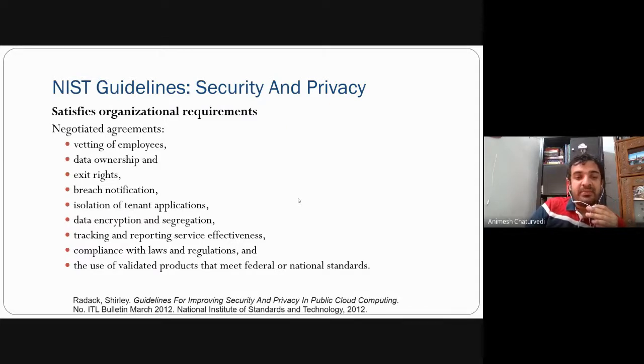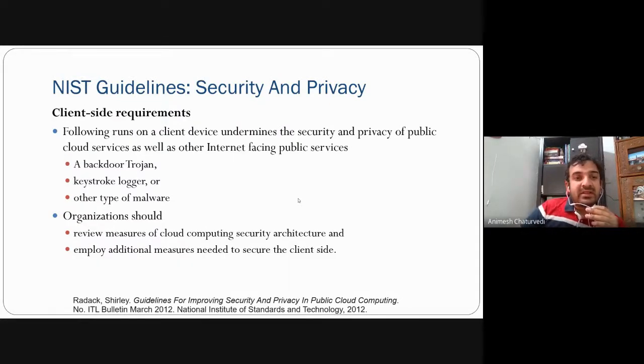So the products that your organization is developing should meet the requirements of these countries or federal systems. Then there's the next one, client side requirement. What is client side requirement? If you have a public cloud, then there will be a client desktop application or Android application or iOS application.